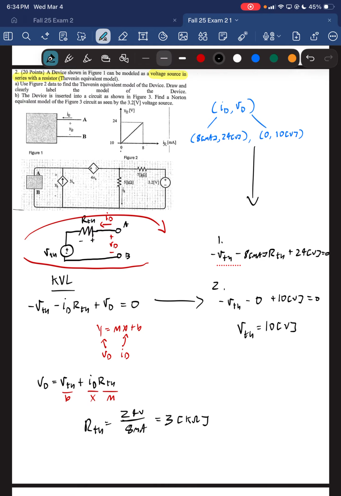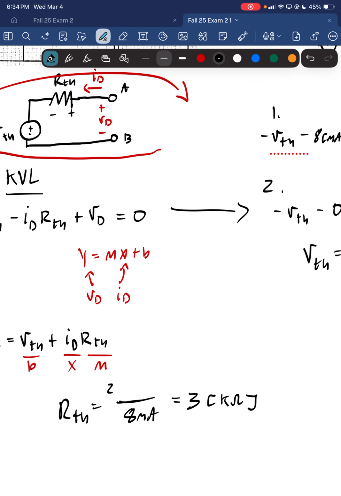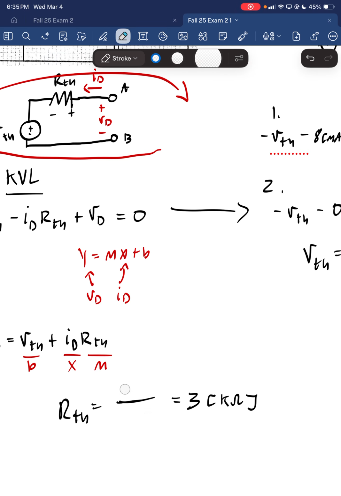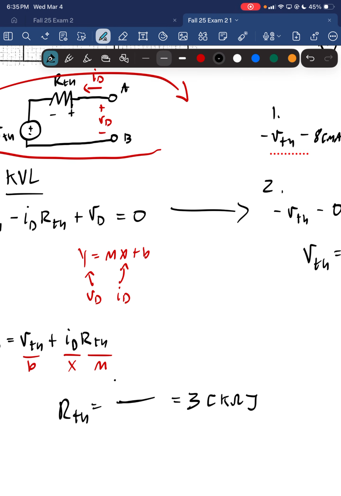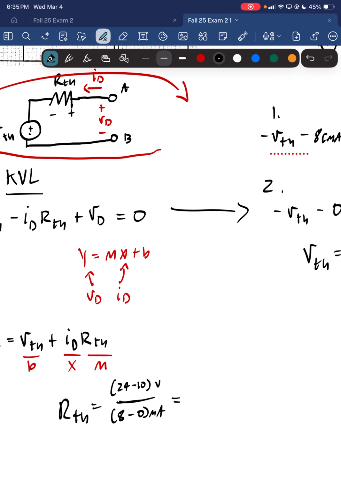It's not 24, it's 14. You're right, you take the difference. That's my bad. You take 24 minus 10 volts over 8 minus 0 milliamps. And then you get 14 over 8, which is 1.75 kiloohms.